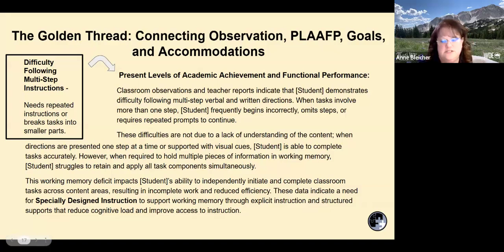Often what we see is that the student struggles with task initiation or completing classroom tasks across content areas. This is taking it a step further and identifying what is causing that. When you take all of that data combined, it indicates a need for specially designed instruction to support working memory through explicit instruction and structured supports so that you reduce that cognitive load.